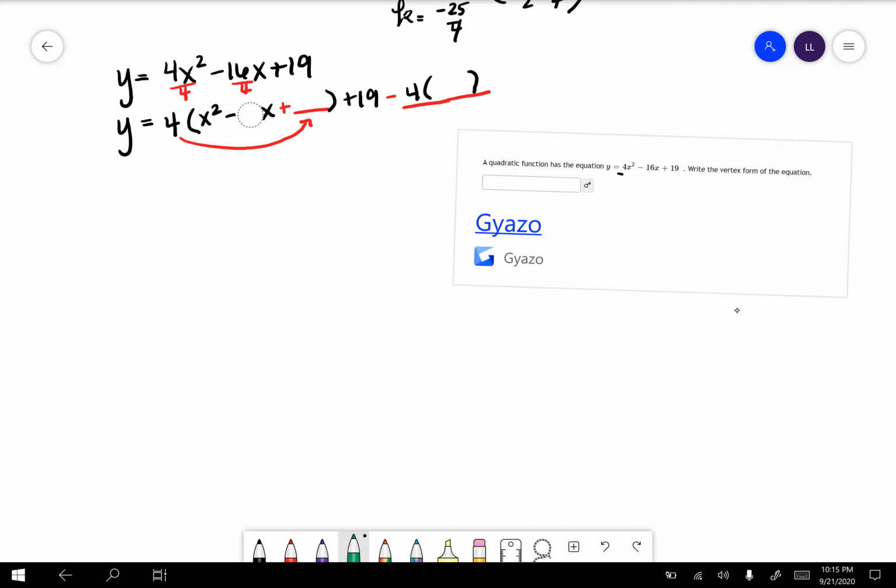Woo, picked up the wrong one. All right. So B is 4, right? So we're going to take B, we're going to divide it by 2, and we're going to square it. That is our first. So the first step was to factor out the 4, right? So let me go ahead and write that down. That was our first step. Factor out leading coefficient from first two terms.